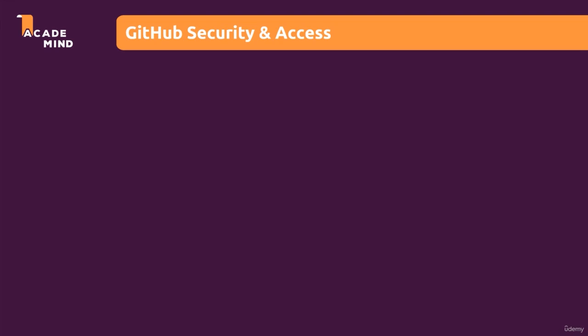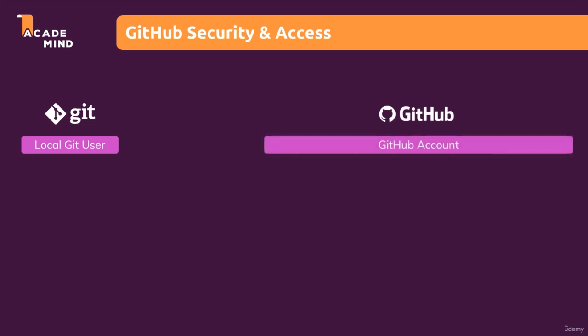Let's do this step by step now, and let's start with the basics. We have our local Git user and we have our GitHub account. So let's start with the case where this is one person. We have our GitHub account and we locally want to add a commit to this account, a commit we created locally in Git.